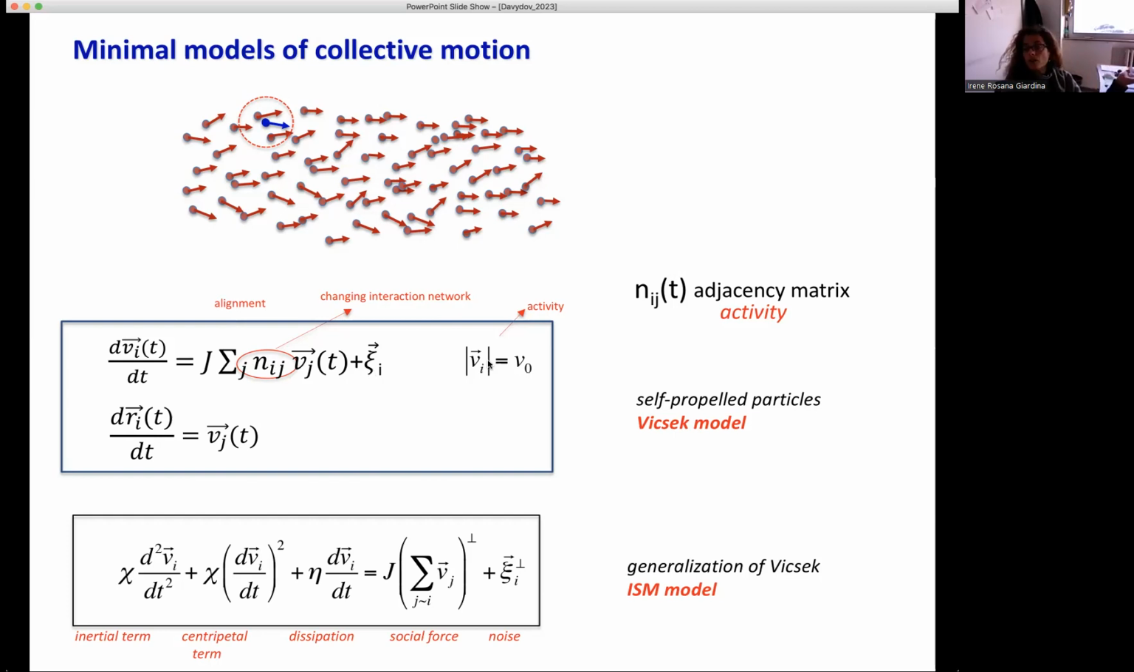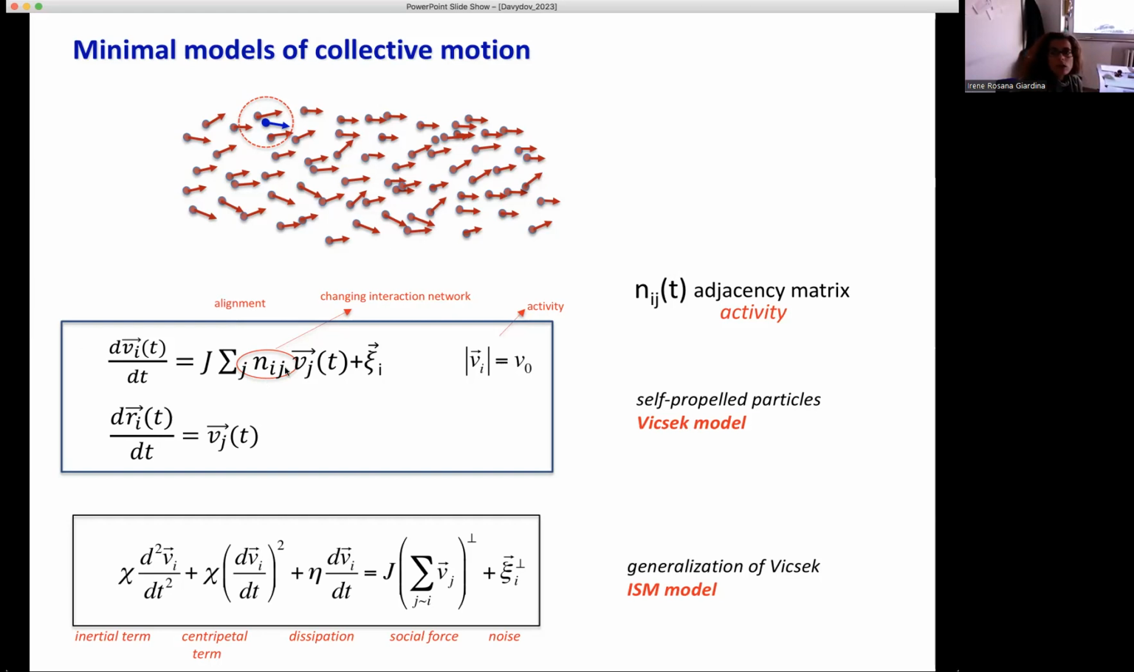The self-propulsion is encoded into the fact that the speed of these individuals is either fixed or constrained by a speed potential. It's the same. In this case, the simplest thing that you can do is to assume it is fixed, or you can assume that there is a potential fixing it within small fluctuations.